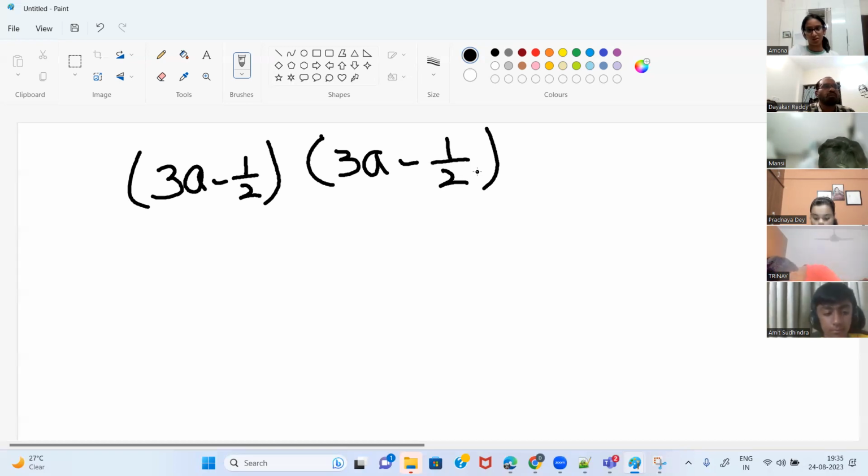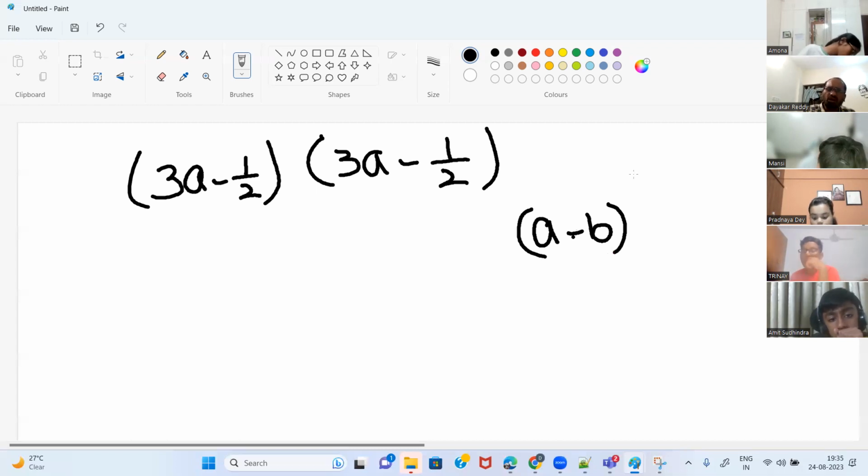Which formula, sir? A minus b whole squared equals a squared minus 2ab plus b squared. Can you tell me what is the formula? A minus b squared equals a squared plus b squared. Wrong. That's what Mansi told, a minus b whole squared, right? What is the wrong, yaar?